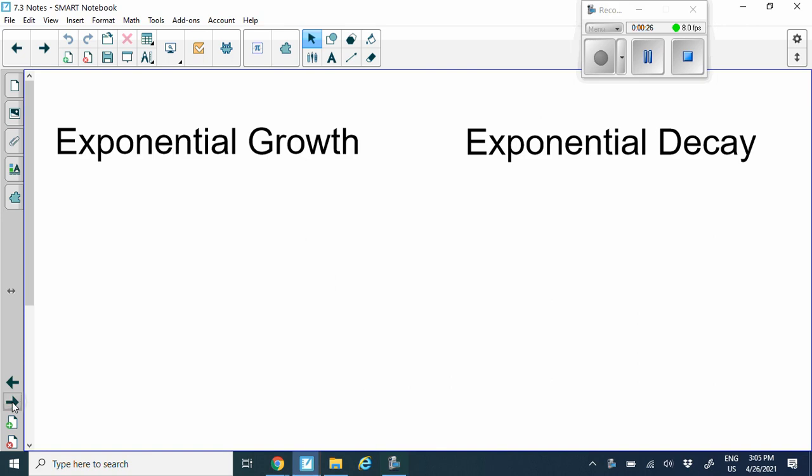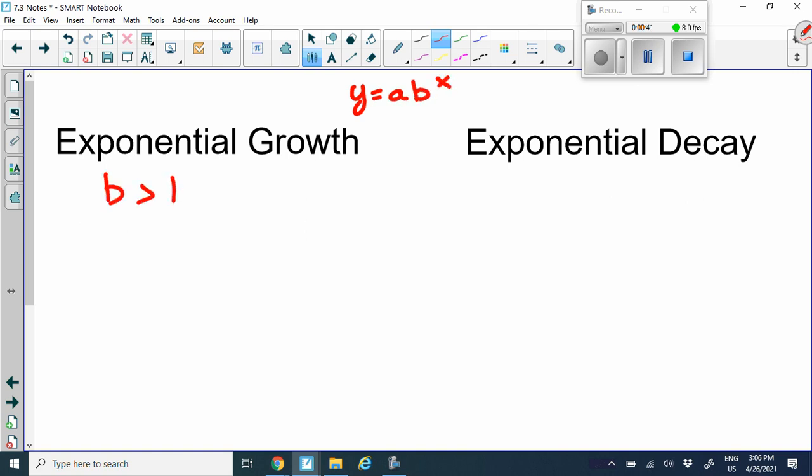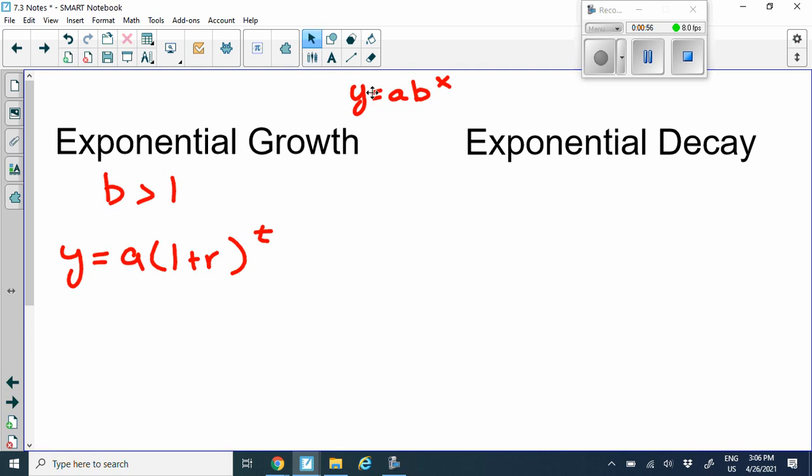Okay, so let's talk about exponential growth and exponential decay with our models. Now we've talked about already with growth, we said if we have the form y equals a times b to the x, if our b is greater than 1, that is a growth. Now when we represent it with a model, we're going to have it in the form y equals a times 1 plus r to the t. Now let's talk about what each of these values represent.